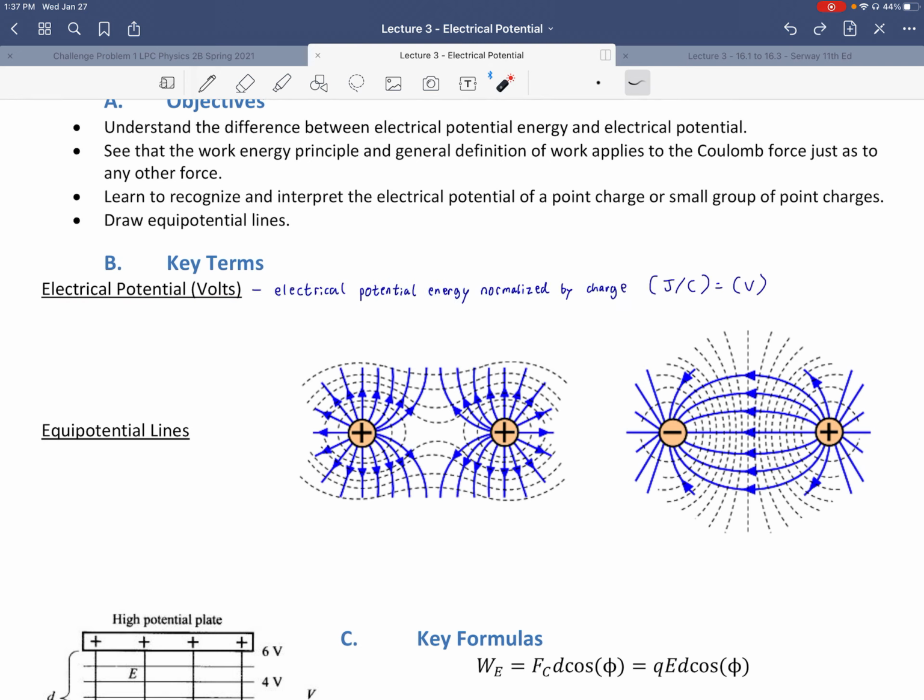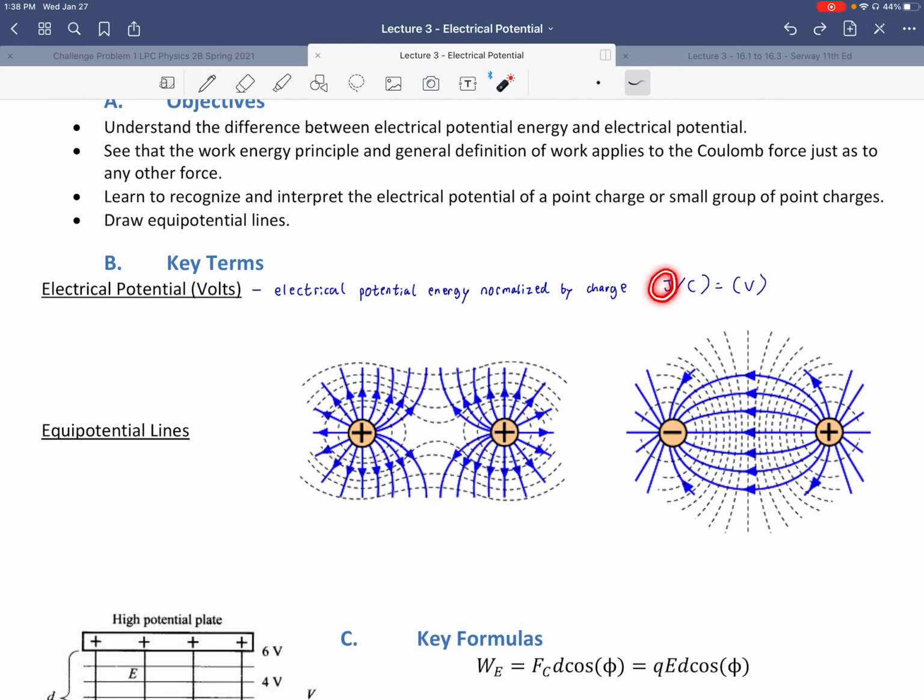What is it? Electrical potential energy normalized by charge. That's what a volt is. Now you remember that term normalized, it means divided by. It means I've taken electrical potential energy, which would have units of joules, and have divided by charge in units of coulombs. That gives us the unit of the volt, a derived unit, represented by the uppercase V. Very important unit in electricity and magnetism, but not a base unit.